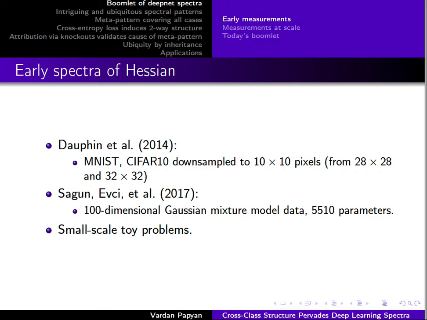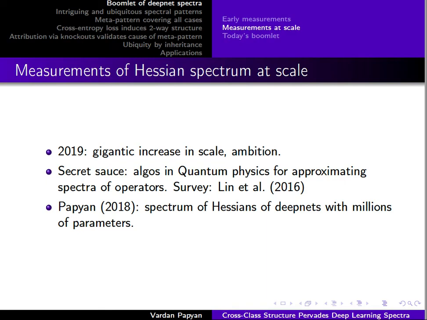And so what's important to understand about these measurements is that these are very small-scale toy problems. So it's the year 2019 of our Lord, and people no longer use 5,000 parameter neural networks. People are using tens of millions of parameters, billions of parameters. And what happened in the last year, in 2019, is that we saw a very gigantic increase in the scale and ambition of the measurements that were made in the literature. And people started measuring the eigenvalues of very deep networks, very large networks.